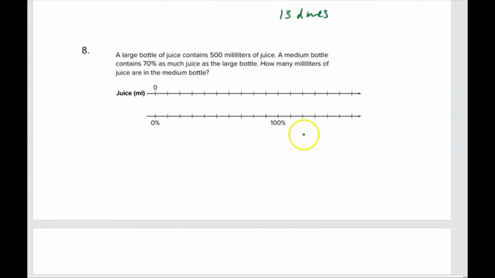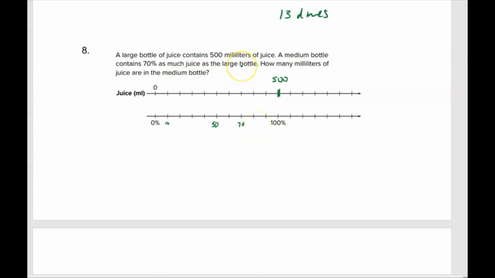Number 8 gives you a double number line, and it says a large bottle of juice contains 500 milliliters of juice. Okay, so all of it, the entire thing, is 500 milliliters. So I'm going to match that up with the 100%. So 500 milliliters. A medium bottle contains 70% as much as the large bottle. And so if I have a scale from 0 to 100%, it looks like on my percents I'm going by 10. So 10, 20, 30, 40, 50, 60, 70, 80, 90, 100.